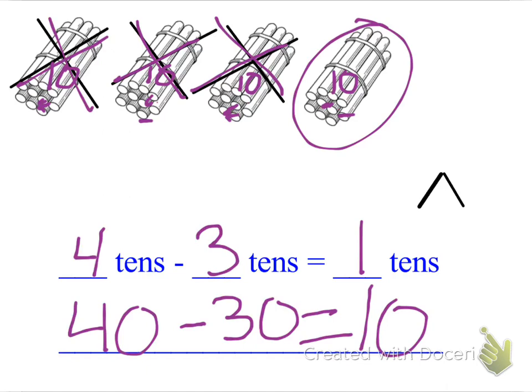Now for our number bond, our whole we know is 40. And our 2 parts were 30, which is what we took away, we took away 3 tens, and then our 1 ten, which is 10, that was left.